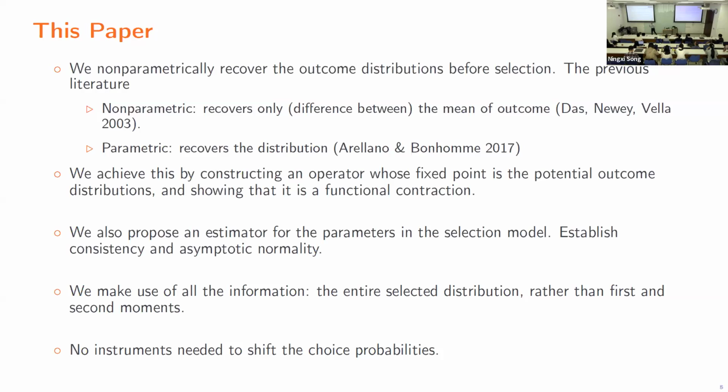And one critical advantage is that we do not need the exclusion requirement. We do not need instruments that exogenously shift the choice probability. This sometimes is viewed as a critique of the classic two-step approach.